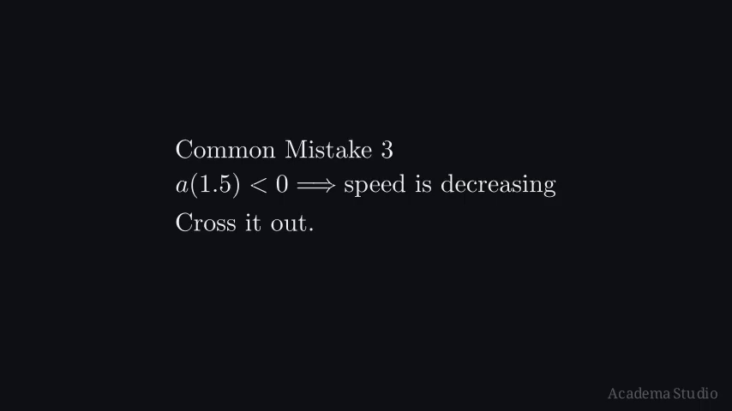Common mistake 3: a(1.5) less than 0 means speed is decreasing. Negative acceleration does not automatically mean that speed is decreasing. We must compare the signs of velocity and acceleration. v(1.5) is less than 0.